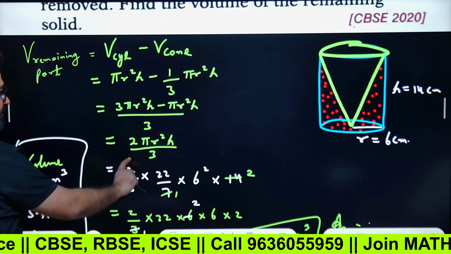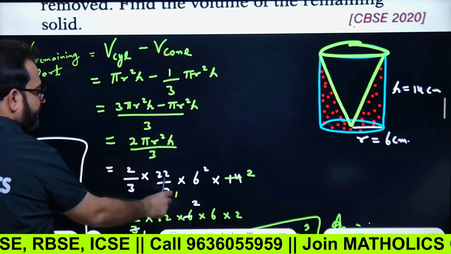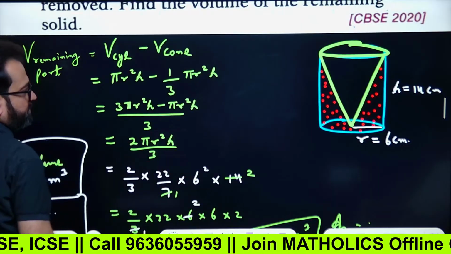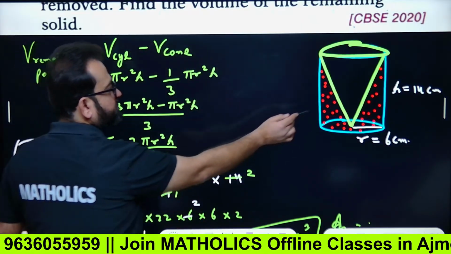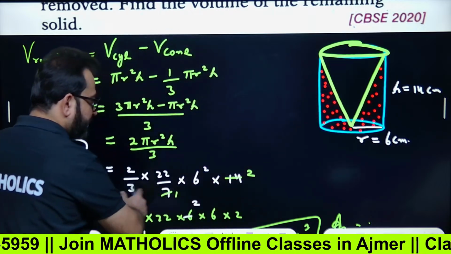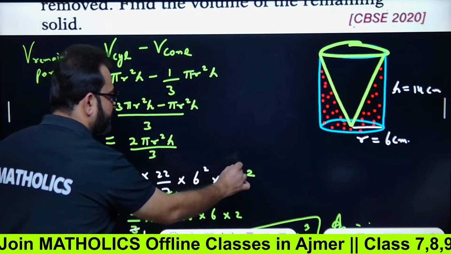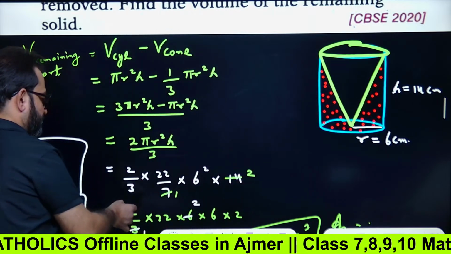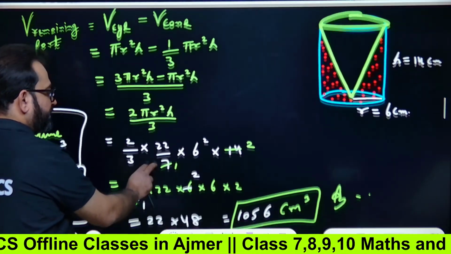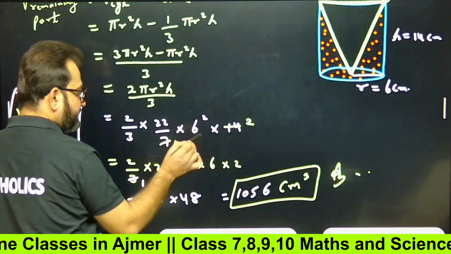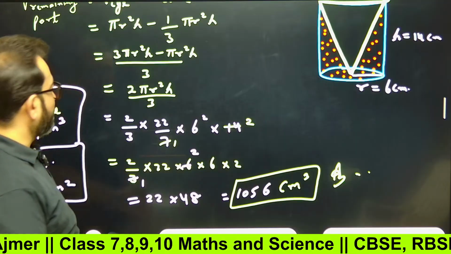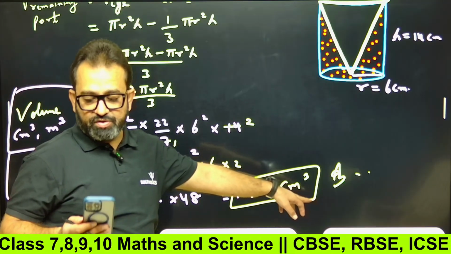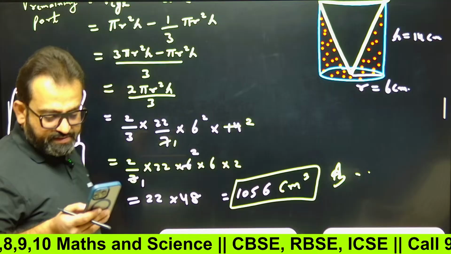This 2 by 3 I have written here. Pi is 22 by 7, radius is 6 centimeter, so it is 6 square, into height 14. When you cut these values, 7 ones are 7, 7 twos are 14. So this is 2 by 3 into 22 into 6 square, which is 6 into 6. Cancel it and get the answer as 1056. Since this is volume, the answer will be in centimeter cube.